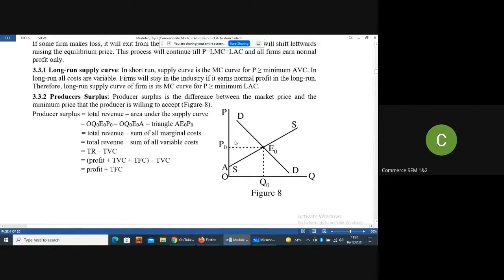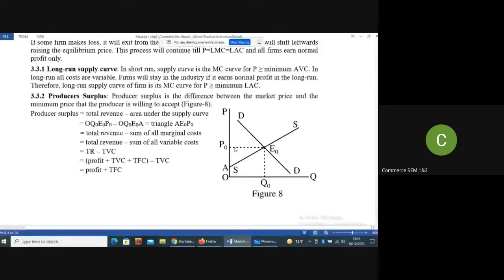Okay, now look at this diagram. So producer surplus is basically this rectangle OQ0, E0, P0, minus the area under the supply curve, which is OQ0, E0, A, this area. Fine. So this will be equal to triangle A, E0, P0, this triangle. Clear? Can you see the diagram?